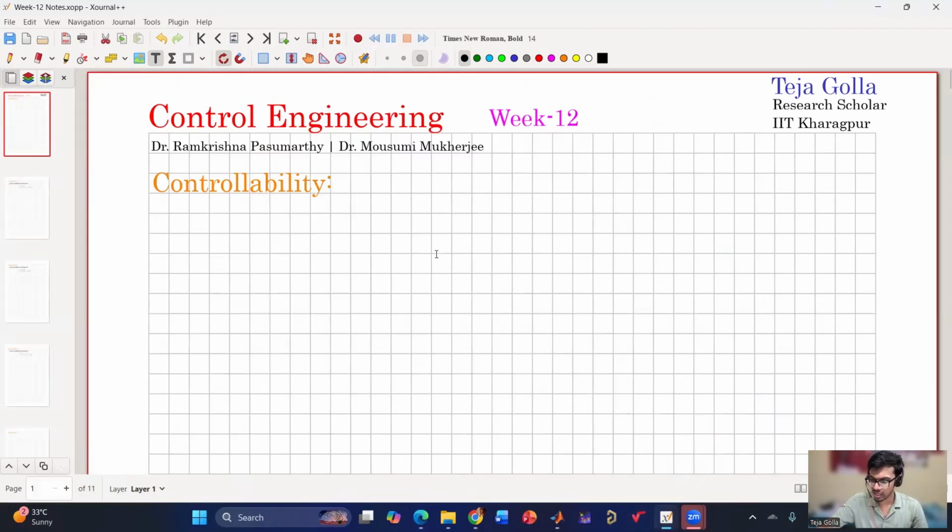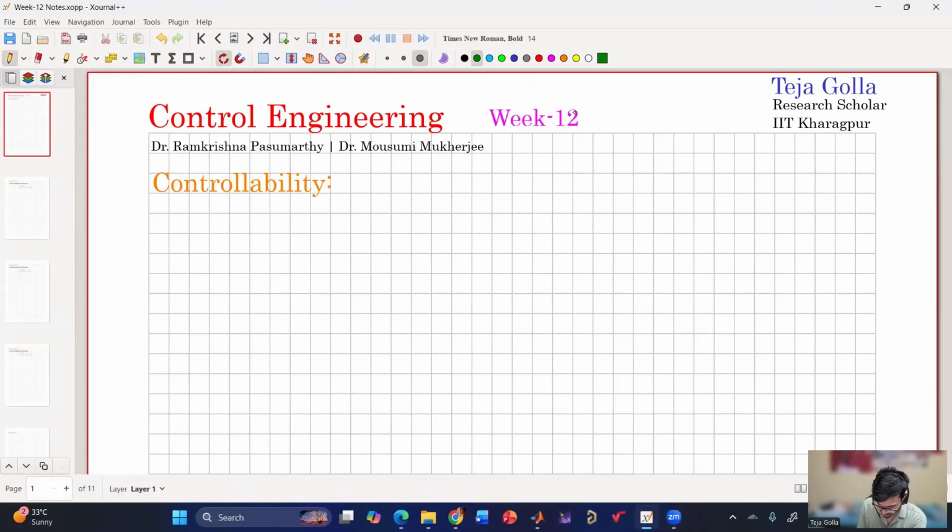So first thing is the controllability. So let me consider the same generic expression, which is x dot is equal to Ax plus Bu and y is equal to Cx plus Du. Okay, so let me consider the system x dot is equal to Ax plus Bu and y is equal to Cx plus Du.